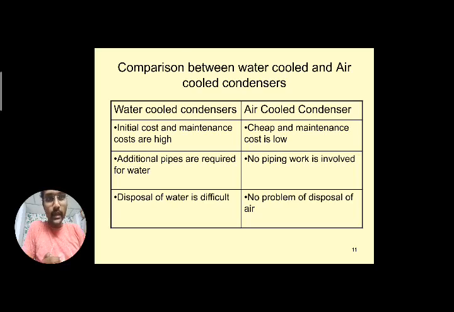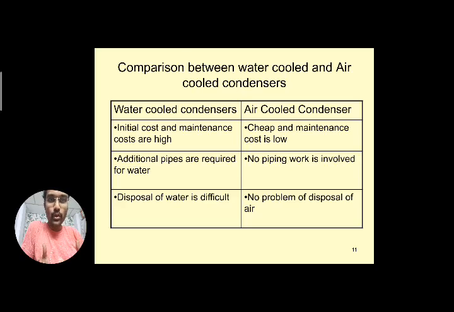Must and should, the initial cost and maintenance cost are high, whereas in the air cooled condenser it is very cheap and the maintenance cost is also very low. Here additional pipes are required for water, so no piping work is involved in the air cooled one. Whenever water has to flow inside the tubes, pipes are needed to flow the water inside, so additional pipes are required there. For air cooled it is an open type and no piping work is involved.